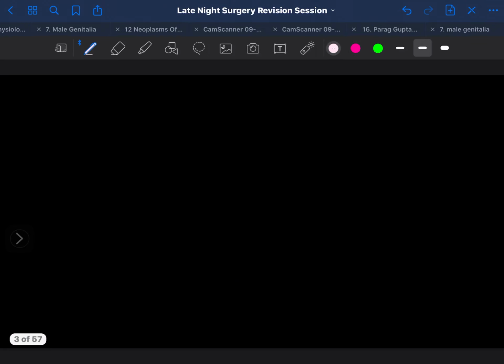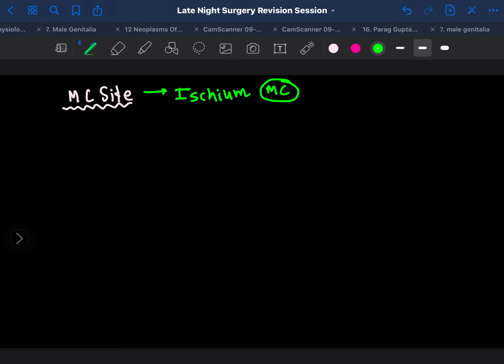Now a very important question which they tend to ask quite a lot of times is, what is the most common site of this? If you have not gone through one particular table in Love and Bailey, you might answer sacrum, but that is a wrong answer. Please understand that the most common site of a bedsore is the ischium. Ischium is the most common site, and they have asked this a couple of times already.